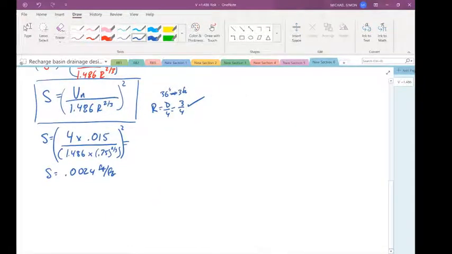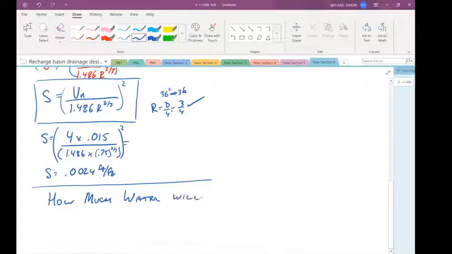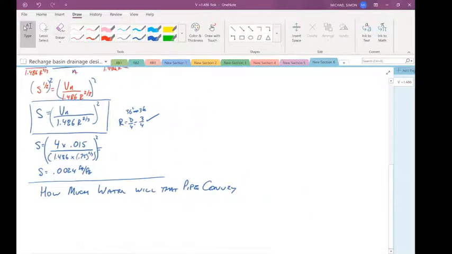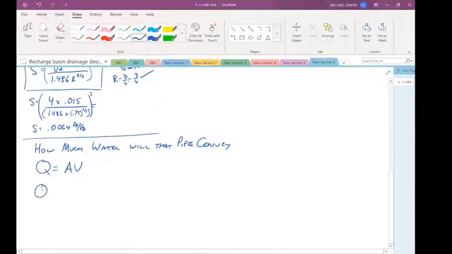Now let's add one layer onto this same problem we did. How much water will that pipe convey, or allow to flow? All right, so if I wanted to find out how much water flows in this pipe, what do you think? Hopefully you were thinking Q equals AV. And that would be the perfect way of solving for it.